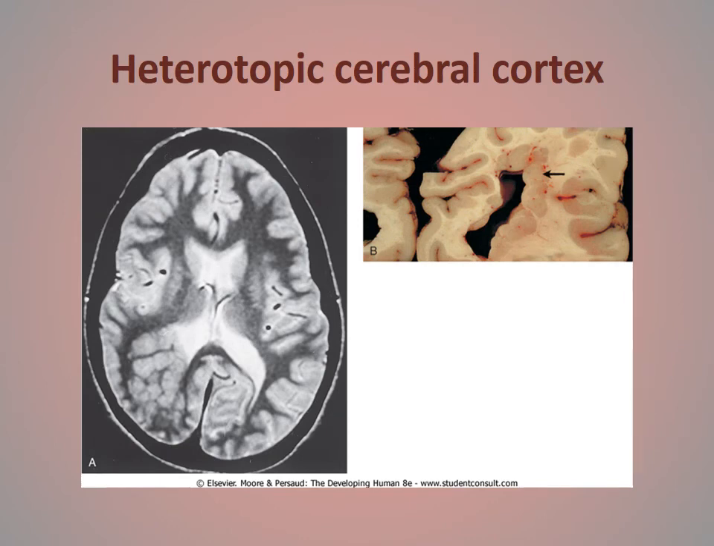This scan, or CT scan, is showing you the heterotopic cerebral cortex. The heterotopic cerebral cortex is due to the abnormal migration of the neuroblast cells. So this is called the heterotopic cerebral cortex.